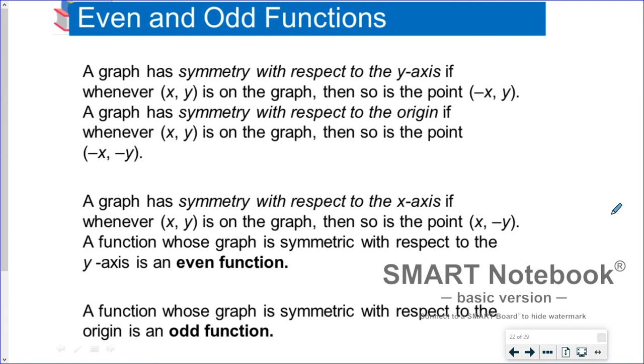A function whose graph is symmetric to the y-axis is an even function. A function whose graph is symmetric with respect to the origin is an odd function. Okay, so these are very important pieces to note. Do be mindful here that if a graph is symmetric about the x-axis, it's not a function because it would fail the vertical line test. So we won't really talk about a whole lot of things that are symmetric about the x-axis because we primarily only talk about functions in this course. But things that are symmetric about the y-axis and the origin can be functions, so we'll talk about those a lot more.